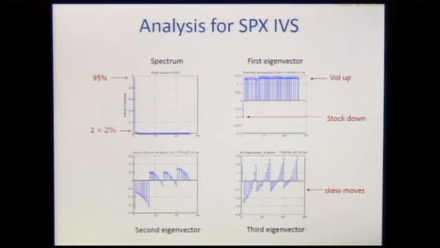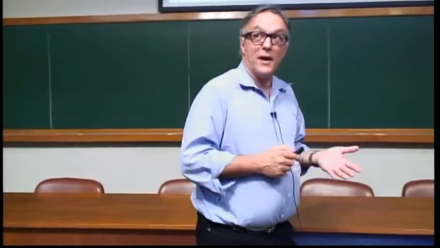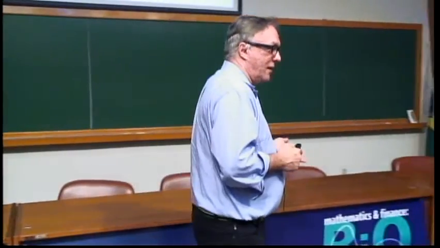So the first eigenvector says vol up, stock down. It means all the vols go up and the stock goes down, which is the same as saying stock up, vol down, because eigenvectors are defined, am I in IMPA here? Yeah, modulo sign. Eigenvectors and eigenvalues are defined modulo sign.